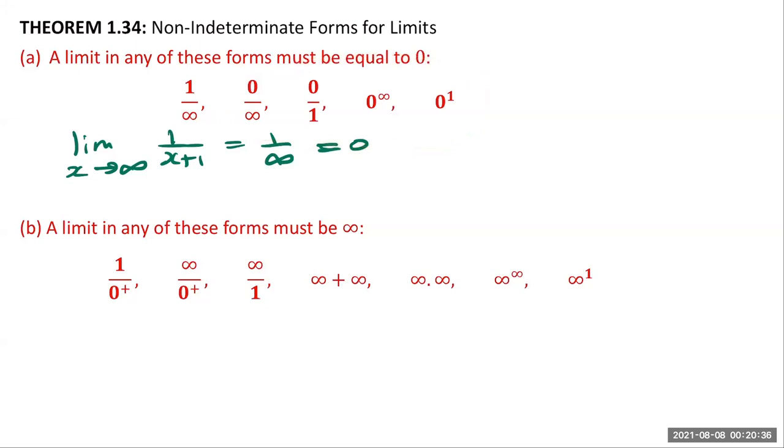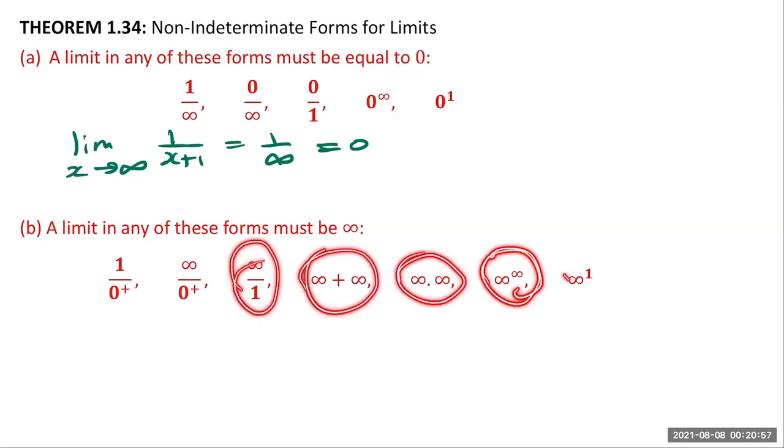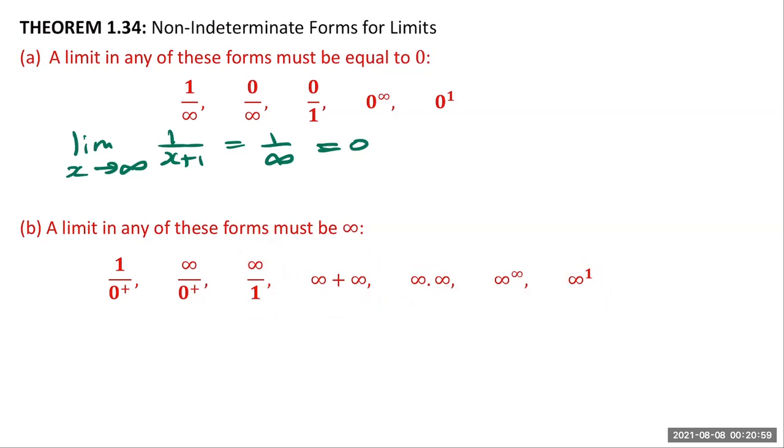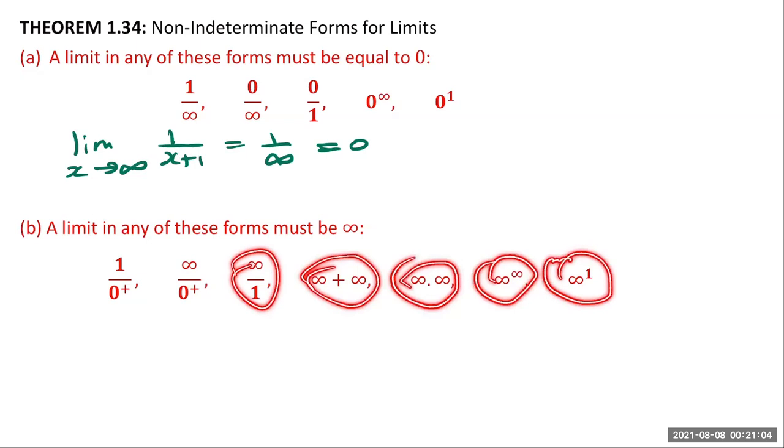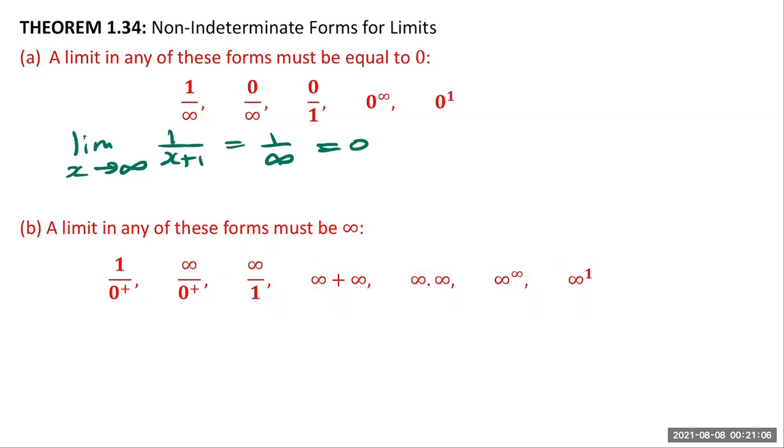All right. The next part: a limit in any of these forms must be infinity. If you take the form 1 over 0 plus, the limit is infinity. And if you take the form infinity over 0 plus, again, the answer is infinity. And here are the limits of this form. All are infinity. The limit would be infinity if you get any of these forms when you try to calculate the limit. All right, let's move on.